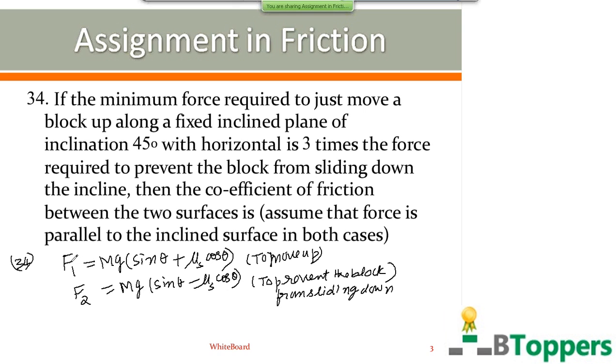Here F1 represents the magnitude of the minimum force to be applied on the block parallel to the inclined surface in order to just start the block moving up along the inclined plane. F2 represents the magnitude of the minimum force to be applied on the block parallel to the inclined surface to prevent the block from sliding down the inclined plane.